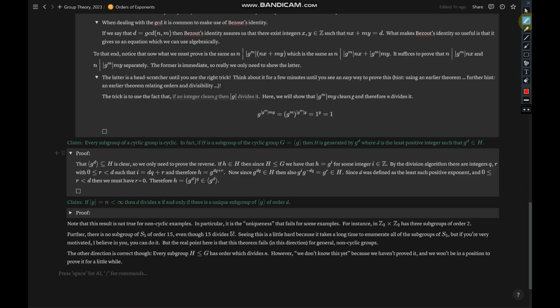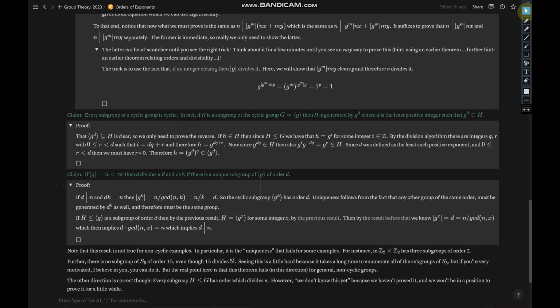So we just proved that, in fact, we can drop the r from earlier and write h as just g to the d to the q, but then that is in the group generated by g to the d. It's an exponent of g to the d, and so by definition in the subgroup generated by g to the d. So that concludes the proof, QED.